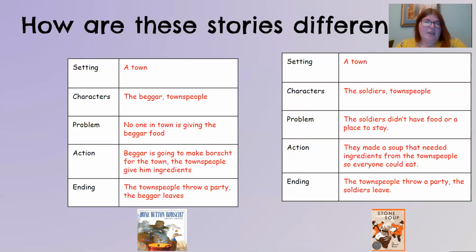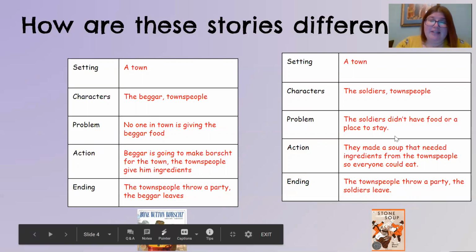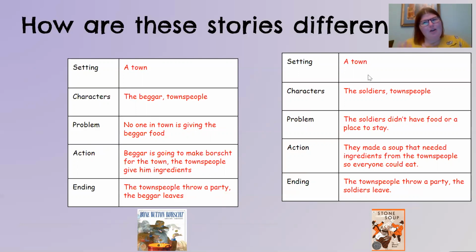Going with our theme of before, if you got the same answer I did, you can go ahead and do a whoop whoop. Okay, so one of the things that I noticed were different were who the characters were. In Bone Button Borscht, there was a beggar, and in Stone Soup, there were the soldiers. So if you got that, go whoop whoop. Okay.